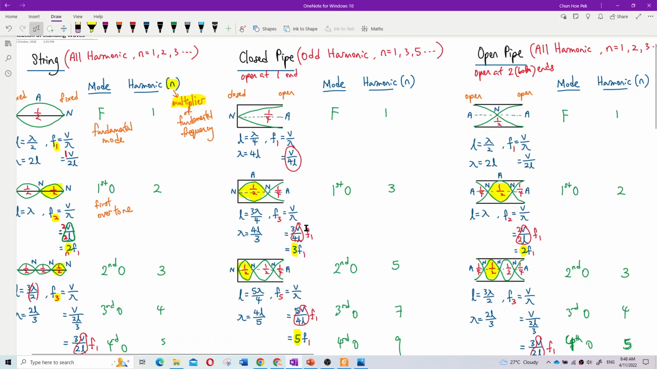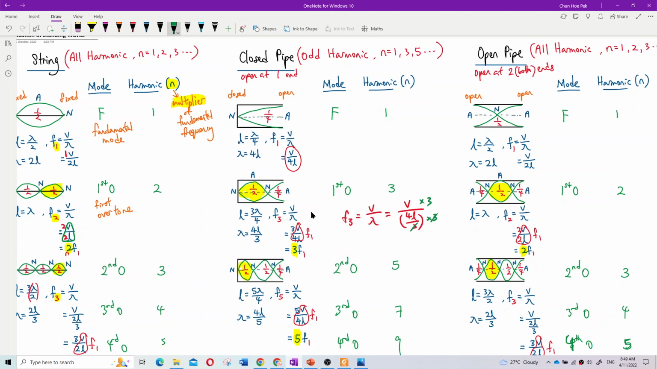Now can you see that this V over 4L is the same as this V over 4L? It's the same, right? So how many times is this frequency compared to the fundamental frequency? Class, can you see? This F3 is V over lambda, isn't it? So lambda we substitute with 4L over 3. Correct or not?